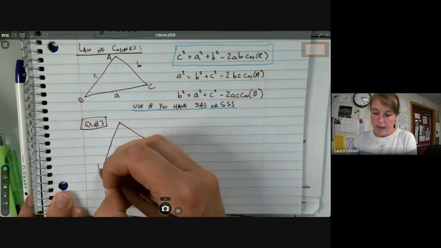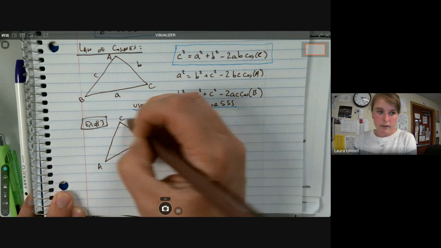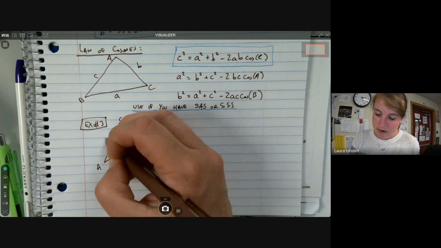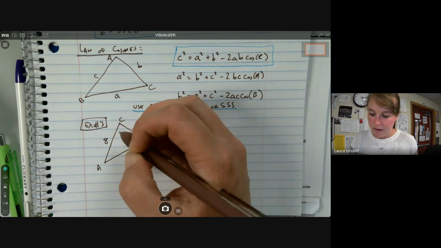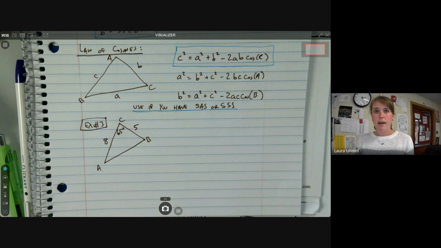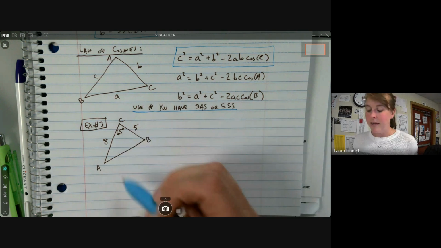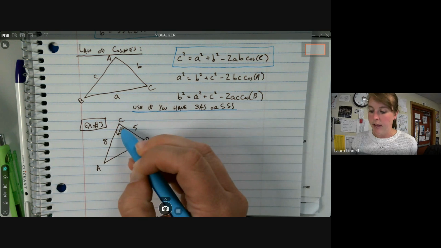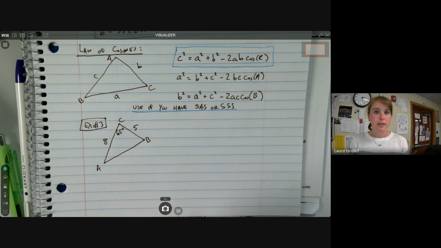We've got A, B, C. Let's see, we are told that this side is 8, this side is 5, and this angle is 65 degrees. And we're going to find all the other missing information. So first off, we notice that we do have the SAS case of things, right? Because we don't know all three sides. We know this angle, and we know the sides on either side of it. All right, so that's step 1, figuring that out.